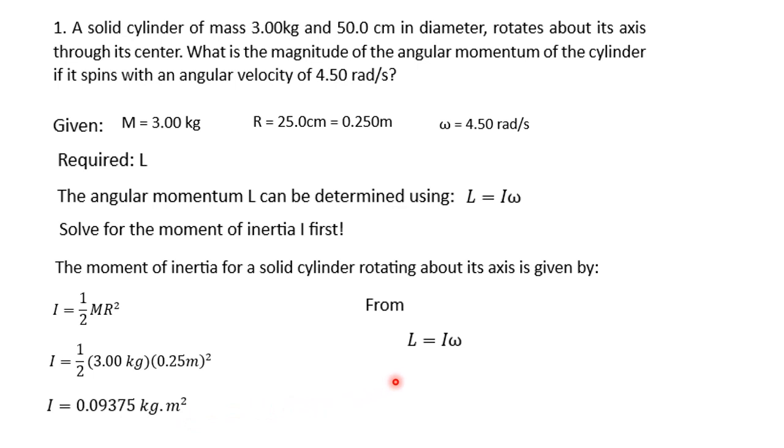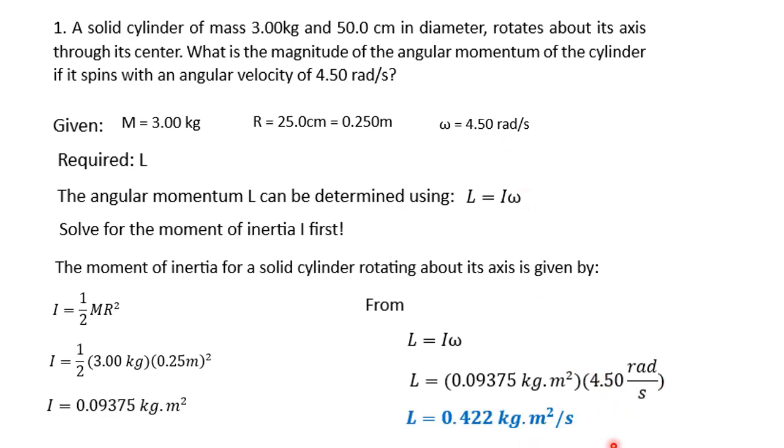So L is equal to I times omega. So what we have now is I equals 0.09375 kilogram square meter times omega of 4.50 radians per second. So just multiply them. It gives us 0.422 kilogram meter squared per second. So that is the angular momentum of the solid cylinder.